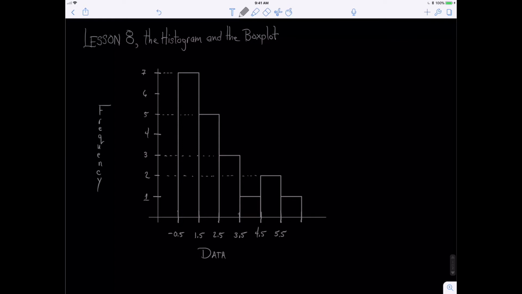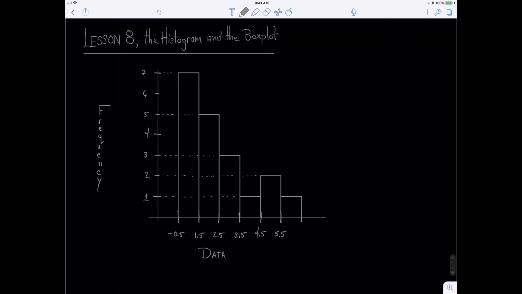Hi, this is Lesson 8, and today what we're going to look at is the histogram and the box plot and the relation between the two. I've taken the liberty to sketch the histogram beforehand, and I put in these little dotted lines so that you can see where the bars line up on the frequency axis. You don't have to have them if you have graph paper.